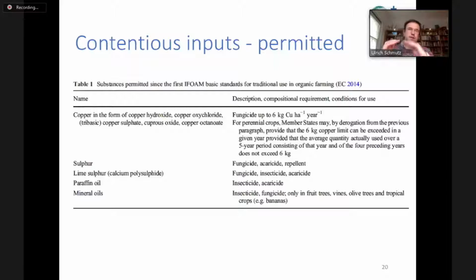That means you can use a little bit more in 1 year and a little bit less in another year. But in total, it's like that. So we still have sulfur used as a fungicide, and we have mineral oils. Paraffin oil is at the moment allowed as an insecticide and acaricide, and mineral oils as well.